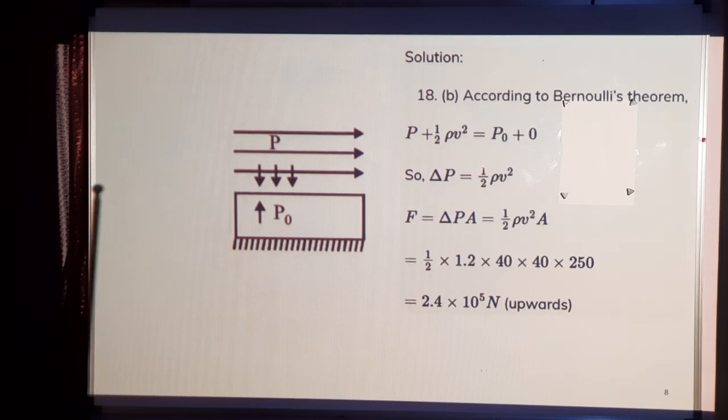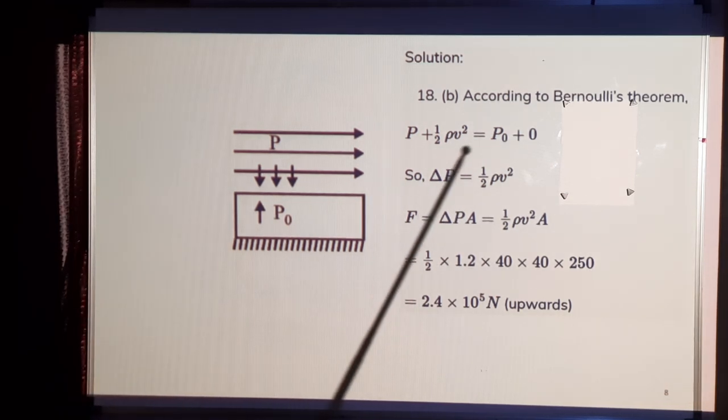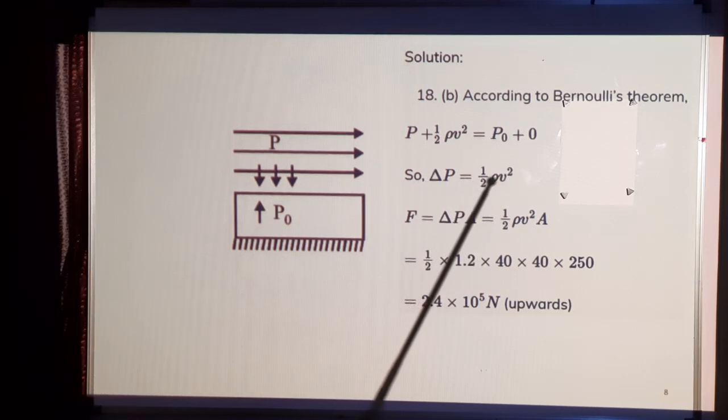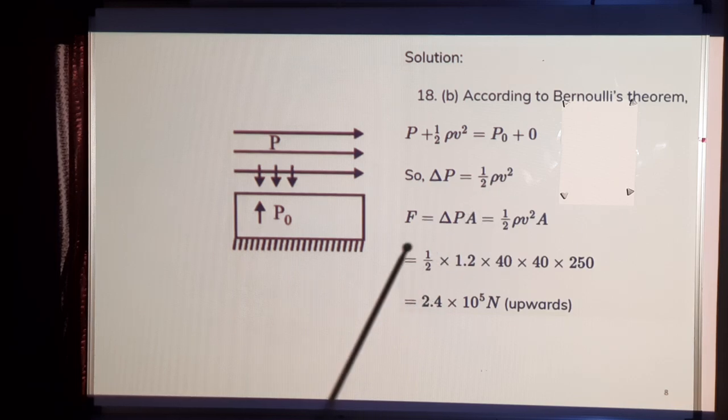So here the energy is pressure energy P naught, which is the same as atmospheric pressure, and the kinetic energy is zero. So from this I get delta P, which is P naught minus P, equal to half rho v square, and force is pressure difference into the area.